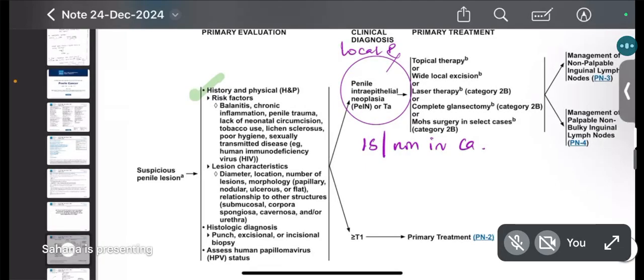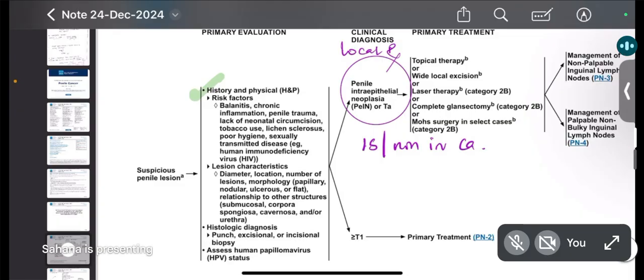Tobacco use, chronic inflammation, whether the patient has undergone neonatal circumcision, which is protective, whether there are pre-malignant lesions like chronic balanitis, lichen sclerosis, poor hygiene, and associated HIV and AIDS. And you'll characterize the lesion by site, size, number, induration, and whether it is associated with ulceration or not.